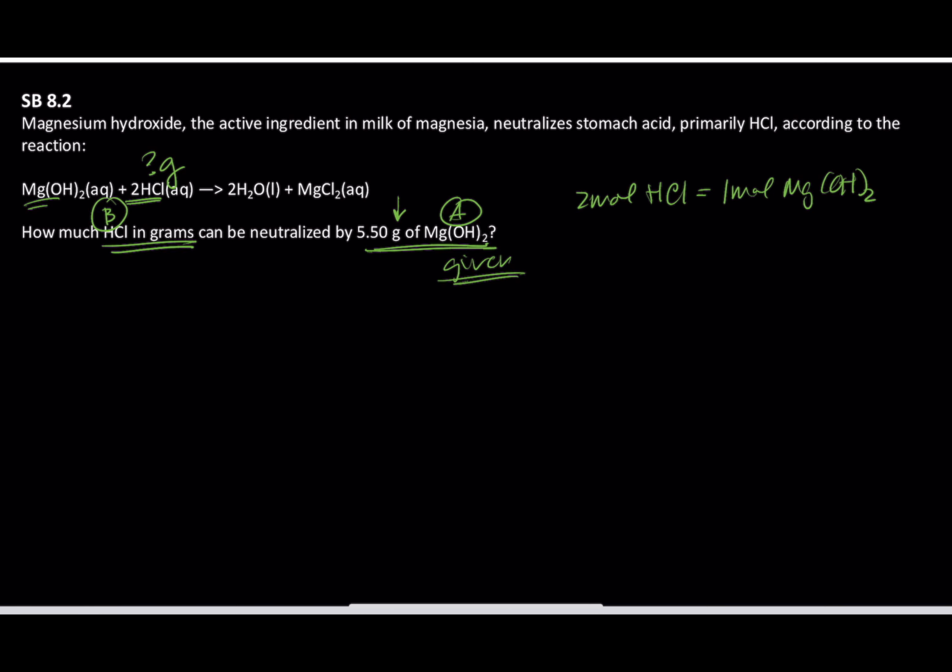And how do I get from grams to moles? That's right, we would use the molar mass. So let's go ahead and start with our given, right? So 5.5 grams of magnesium hydroxide.